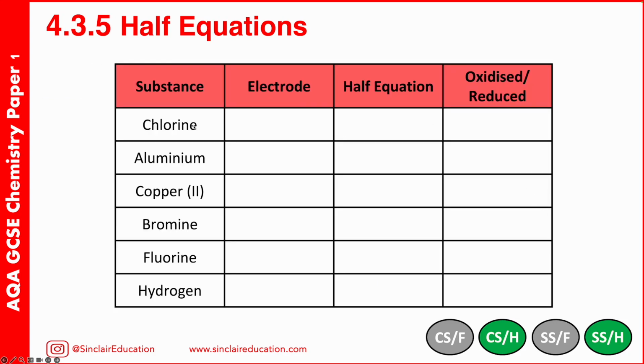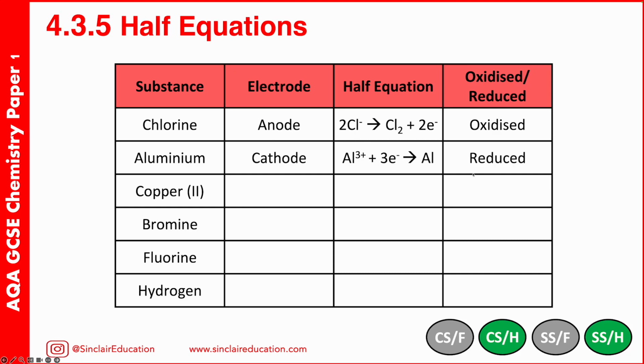So, for example, chlorine. This will be formed at the anode, and here we'll have our chloride ions to make chlorine and 2 electrons, because each of these chlorides have lost an electron each, and they've been oxidized. Aluminium will be made at the cathode because it was positive, and here my aluminium ion will gain 3 electrons and form aluminium. It's been reduced, it has gained electrons. Copper 2, and the 2 refers to its charge, will also be made at the cathode. So there's my copper 2, and it's gained 2 electrons to turn into copper, and it's been reduced.